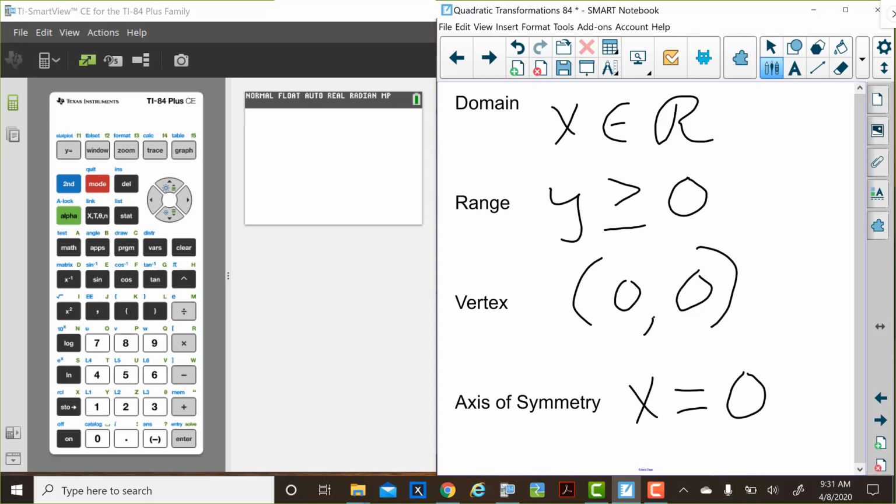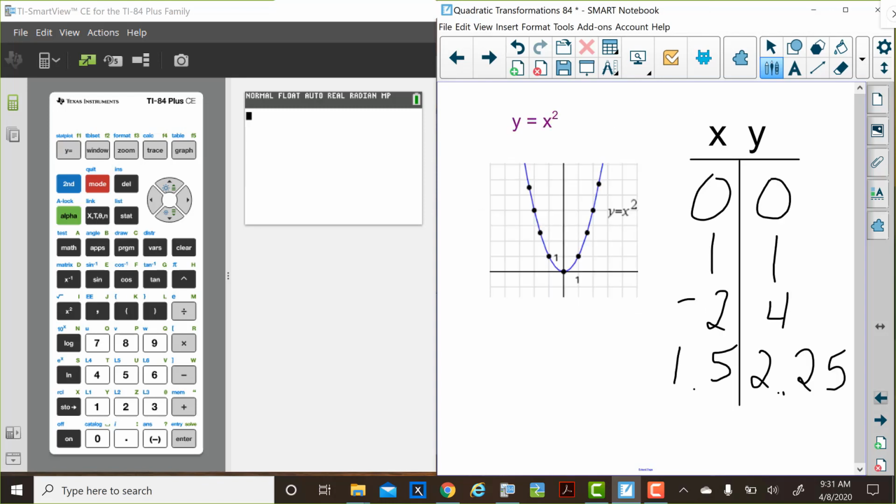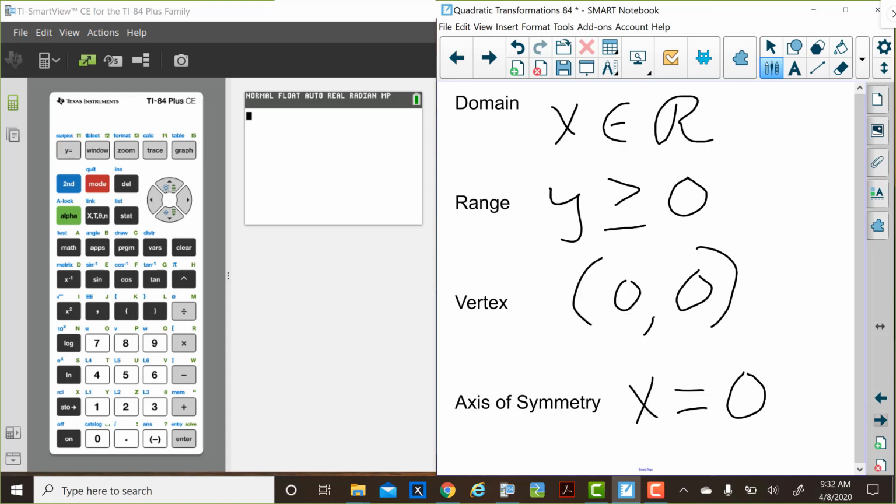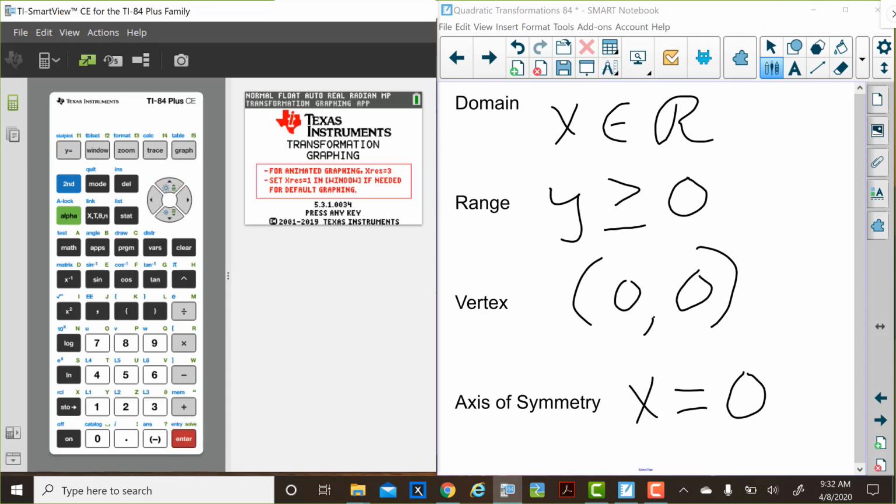The axis of symmetry is a line that could be drawn through the middle of the parabola. It would be a line about which the right side could be reflected to match the left side of the parabola. Now we're going to use the transformation graphing app to explore transformations of this parent function. To access the app, we go to the apps key and we arrow up or down to go to transform. Simply select that and then press a key on the calculator.